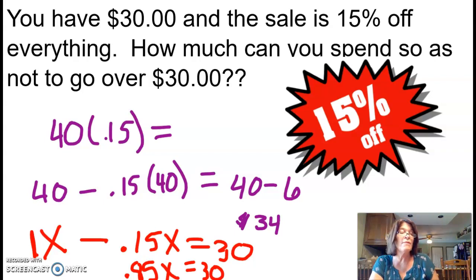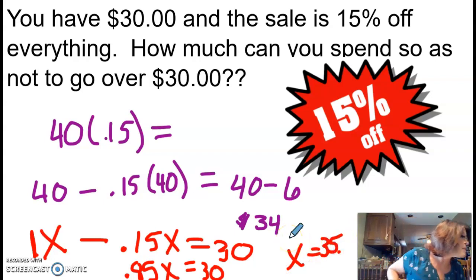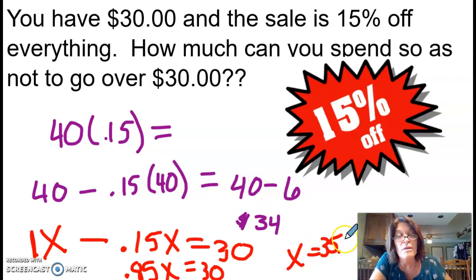35.29417765. Well, I'm just going to round that to 35.29. So I have to make sure when I'm shopping that I don't go over $35 and 29 cents. So I might just round to $35 to be safe. Okay, so that's how we do that.